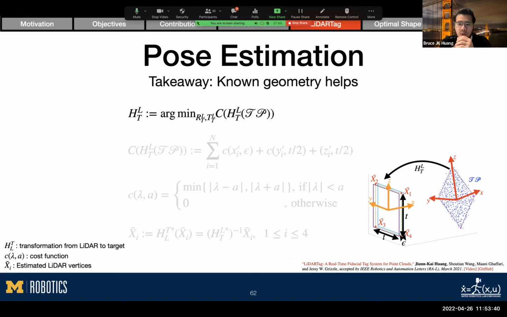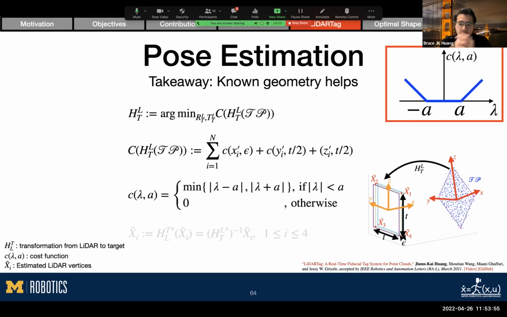Mathematically speaking, we seek to find a transformation from the target to the LiDAR that minimizes the cost function. The cost function consists of the cost from each of the axes. For each axis, the cost is fairly simple. It is efficient for real-time applications. After we find the transformation that minimizes the cost, the inverse of the transformation is the target pose.